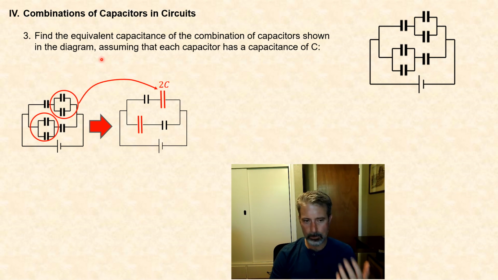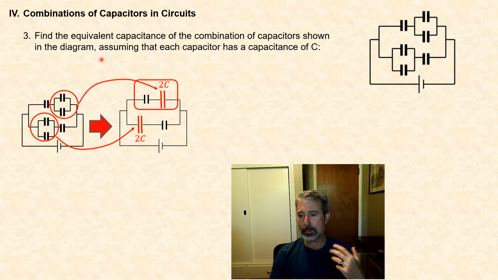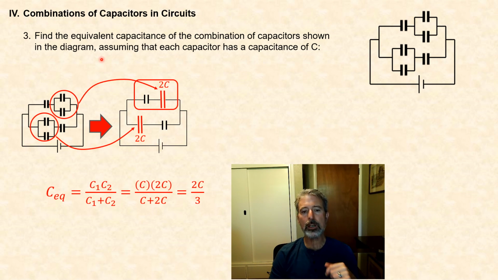Likewise, I can look at this parallel combination here and do the same thing. I can replace those 2 with a single capacitor having a capacitance of 2C. So we're making progress. We've reduced our 6 capacitor circuit to a 4 capacitor circuit. From here, you'll notice that on this top branch, these 2 capacitors are now in series.